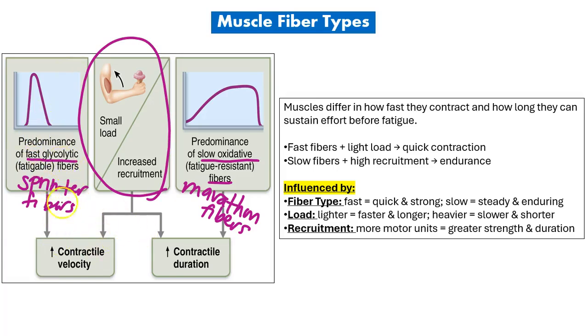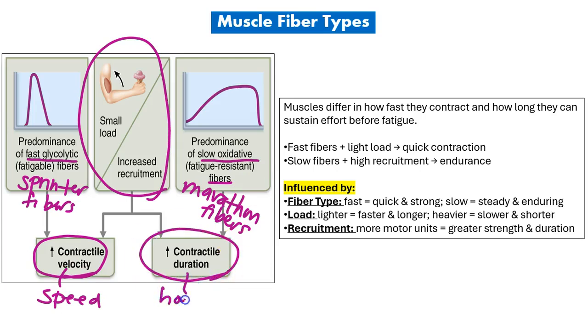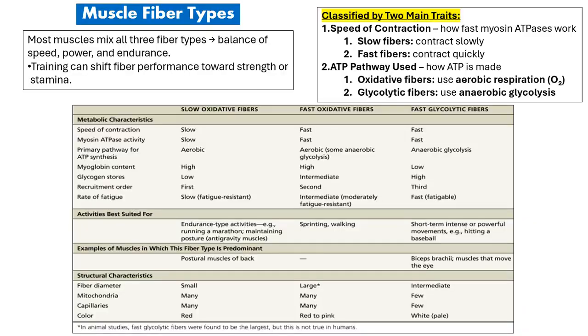It says the fast glycolytic fibers are going to increase contractile velocity. You can also say speed. Whereas the slow oxidative fibers are going to increase contractile duration. How long? Now let's get into more details about these fibers.